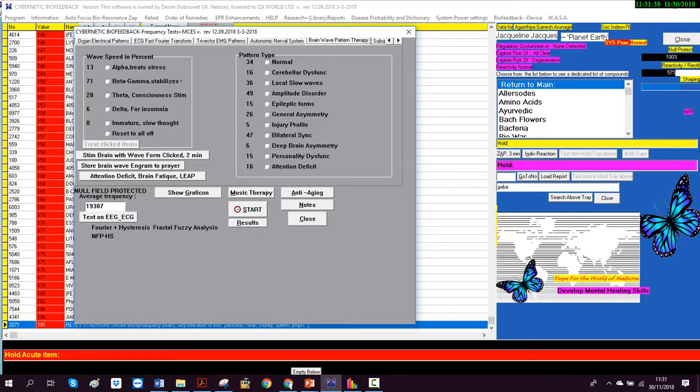What I am looking at in this result is this immature slow thought. It should be less than 5. It is 0, so I am happy. On the right, I want this normal to be above 40 ideally, and 10 points higher than all of this. That means all of this should be less than 24. We have a procedure to harmonize everything.